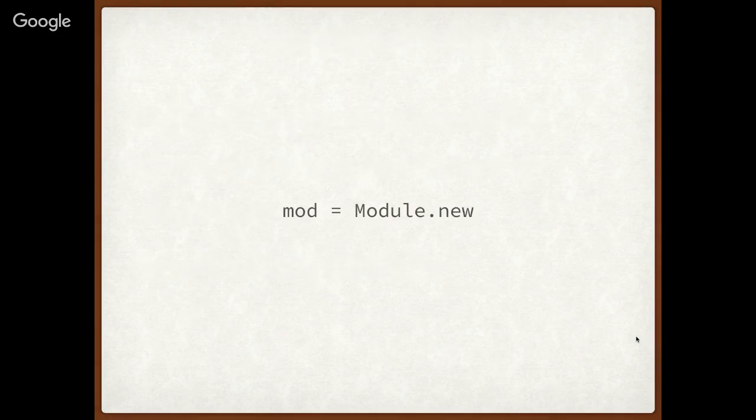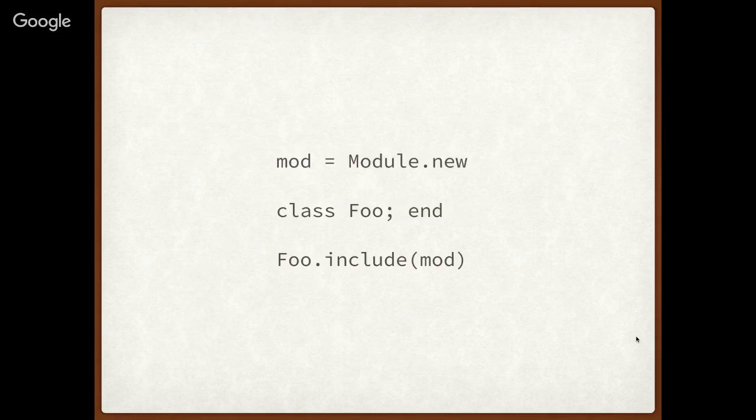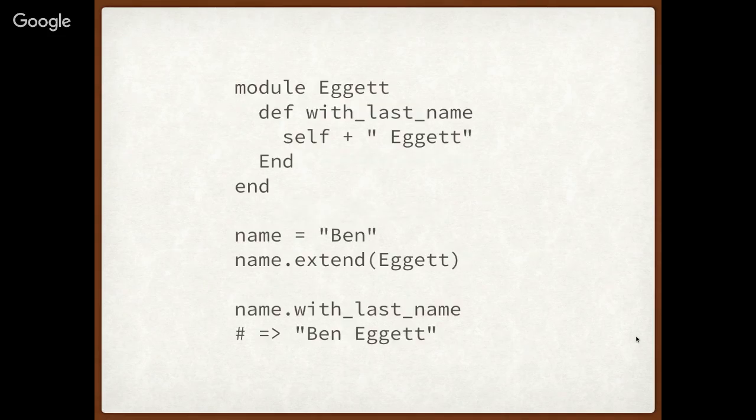So you could do something like this, right? My mod is Module.new. Neat. I can have a class, and I can say, hey, Foo, include that module. And Foo will say, thanks for that module, I'll include it right now. And you can have a module named Egget. There it is. And you can define a method last.